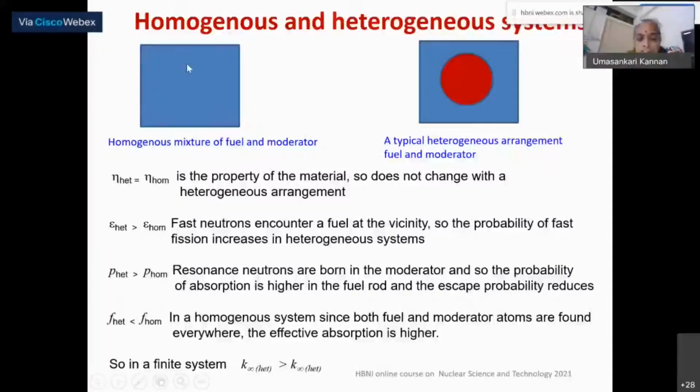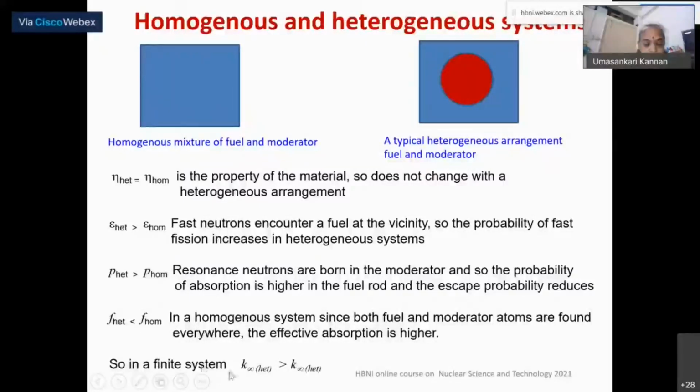Now consider the thermal utilization factor. In a homogeneous system, you have fuel and moderator mixed up in a homogeneous mixture. So you will find the moderator atoms everywhere and the fuel atoms everywhere. But here, you have moderator atoms in a specific region and fuel atoms in a specific region in the center of the volume. And so F heterogeneous is going to be lower than F homogeneous.